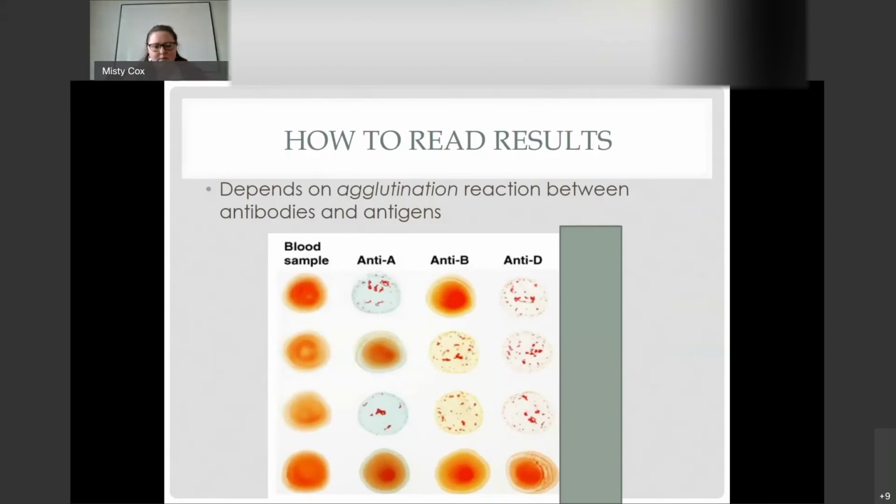And then the last row, what is that? It's the exact opposite, correct. So there's no A, there's no B, so it's got to be O, and there's no clumping in the anti-D column, so it's negative. Next slide.